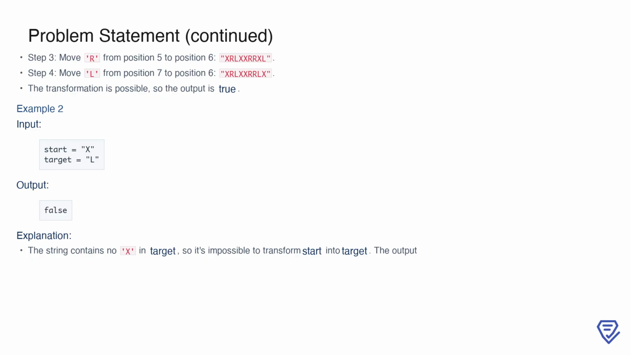Continuing from there, the transformation continues with the R at position 5 moving to position 6, resulting in XRLXXRRXL. Finally, the L at position 7 moves left to position 6, giving us XRLXXRRLX. At this point, the start string matches the target string, so the transformation is indeed possible, and the output is true. This example demonstrates how the rules allow specific movements that eventually align the two strings.